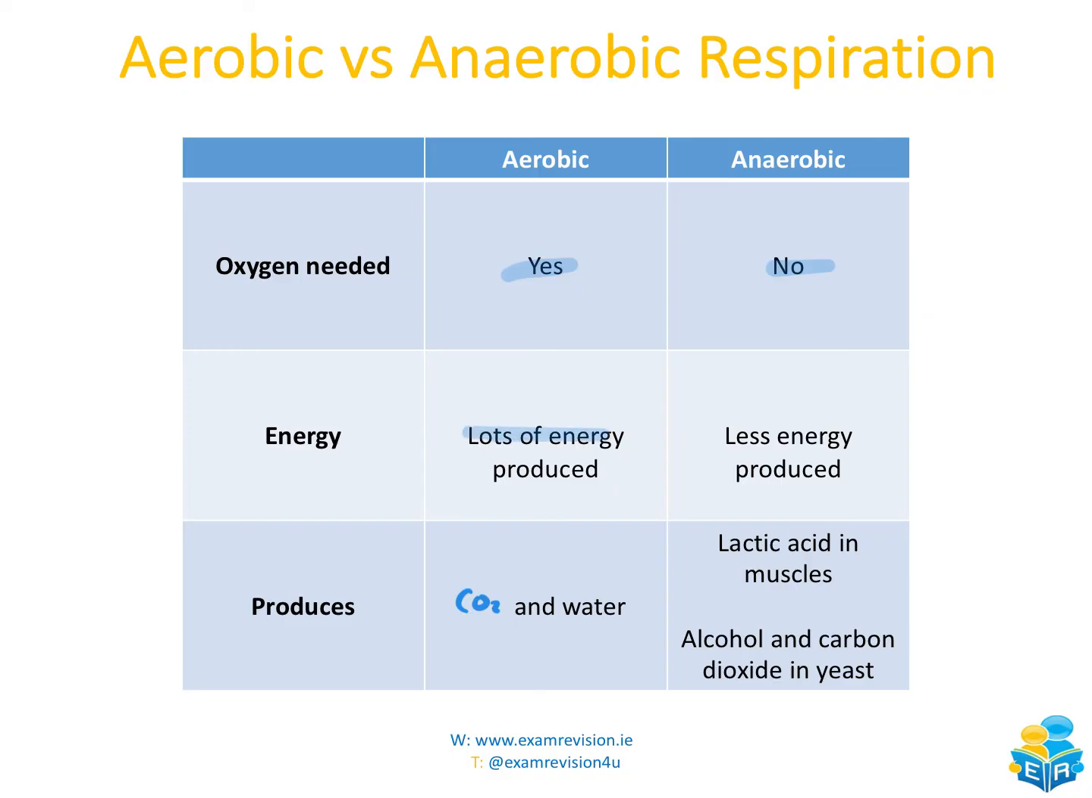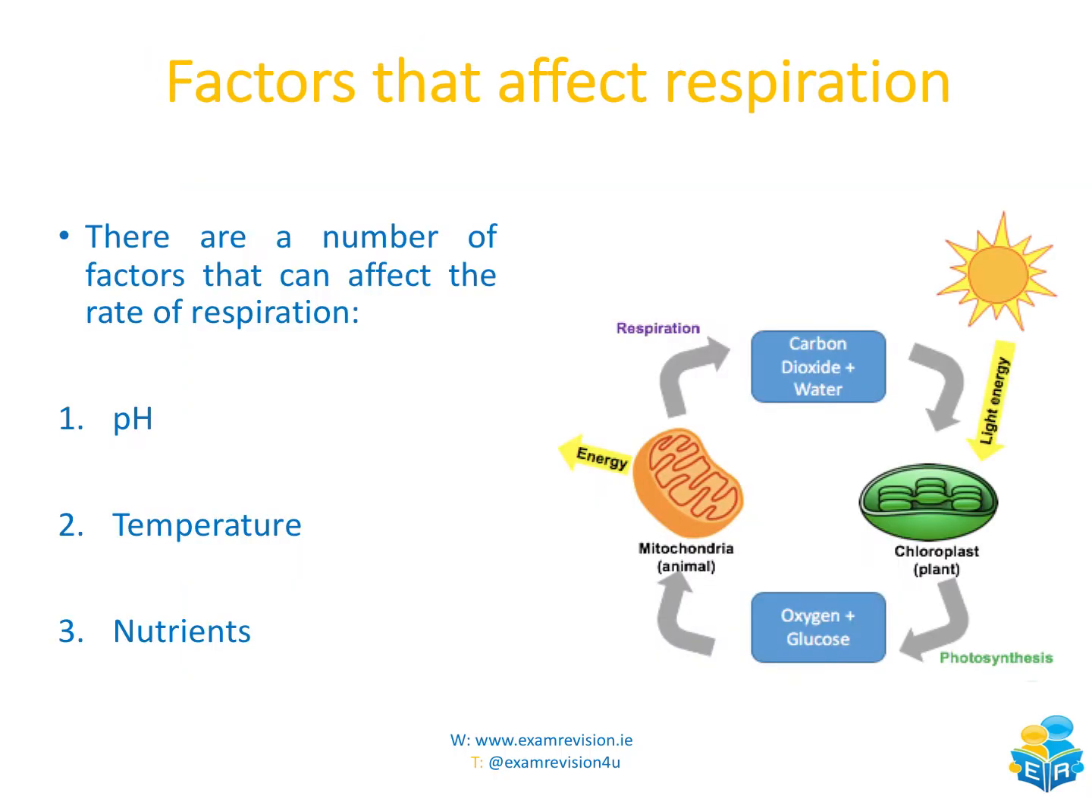Aerobic respiration is going to produce lots of energy, whereas anaerobic respiration, there'll be less energy produced. And aerobic respiration is going to produce CO2 and water. So think of the chemical formula we saw a while ago. We had our glucose and our oxygen was going to be used, and we're going to produce CO2, water, and energy. Now, anaerobic respiration is going to produce lactic acid if it happens in muscle cells, but if we had respiration in yeast, we're going to produce alcohol and carbon dioxide. Okay, so there's our two types of respiration, aerobic and anaerobic.